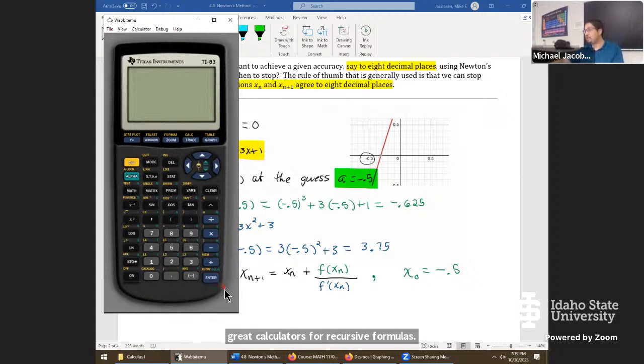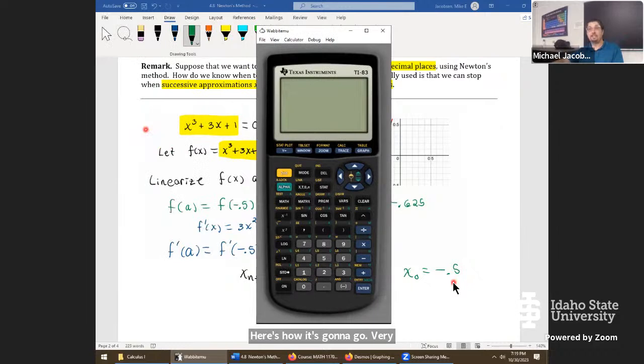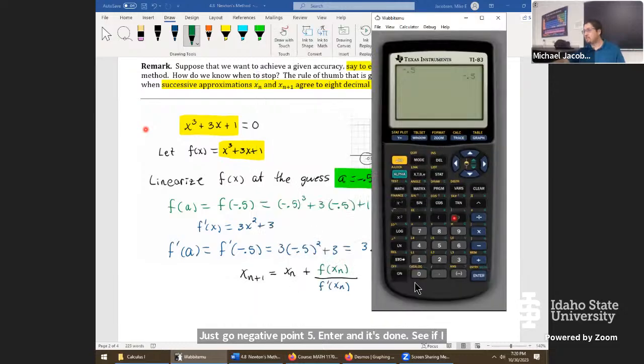And here's how it's going to go. The very first thing you put in is whatever your initial guess is. Just go negative 0.5, enter, and it's done. After we have that out, here's the tough part. We need to put this into the calculator. Oh, but I forgot we also have to expand it out.